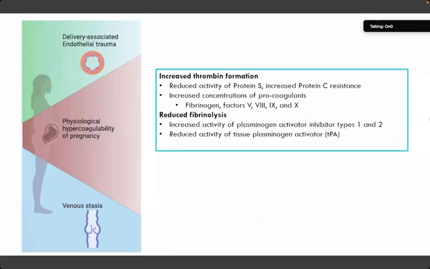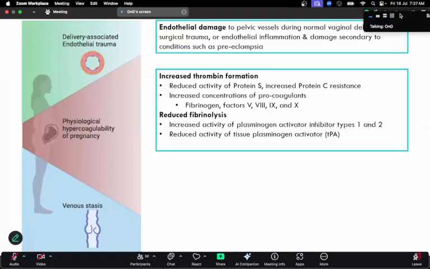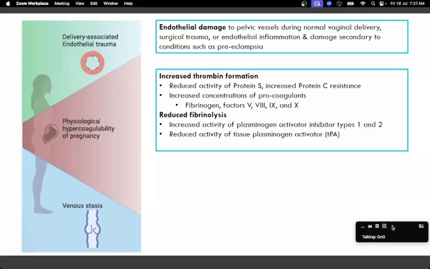And if we look at these changes as they relate to Virchow's triad, there's increased thrombin formation, and that is due to reduced activity of protein C and S, increased concentrations of procoagulants, as well as reduced fibrinolysis through, for example, the reduced activity of tissue plasminogen activator. And with endothelial damage in pregnancy, there's damage to the pelvic vessel due to a normal vaginal delivery or surgical trauma, or there could be endothelial inflammation and secondary damage due to conditions such as preeclampsia.